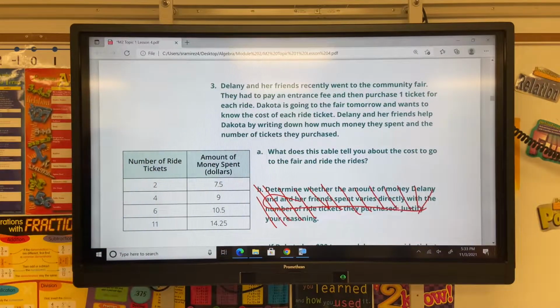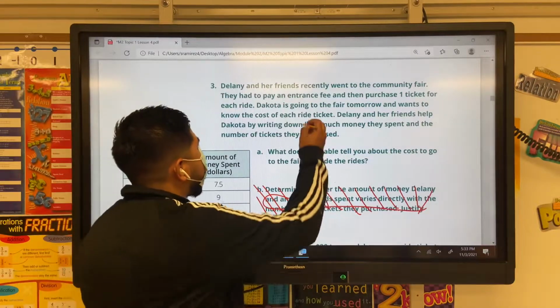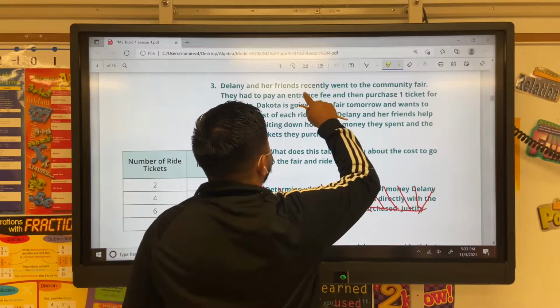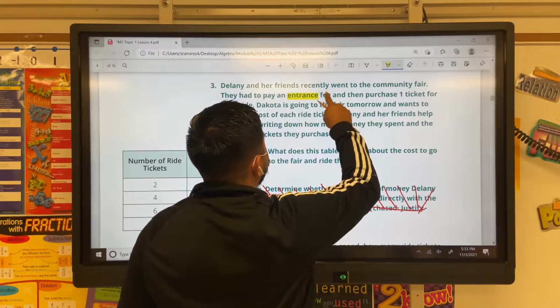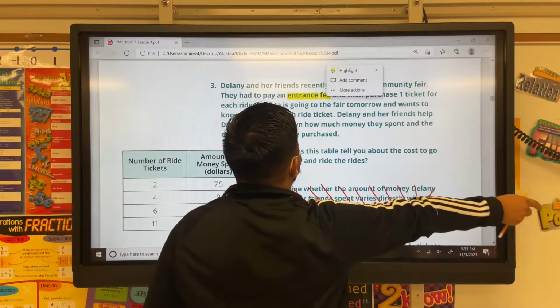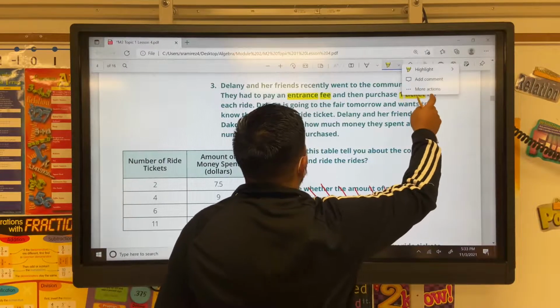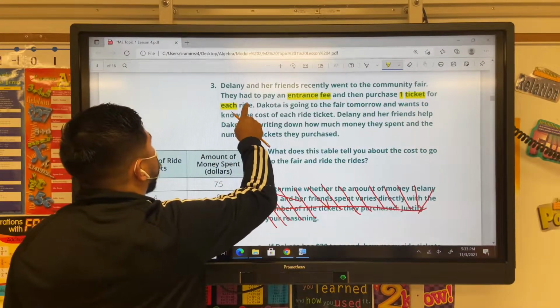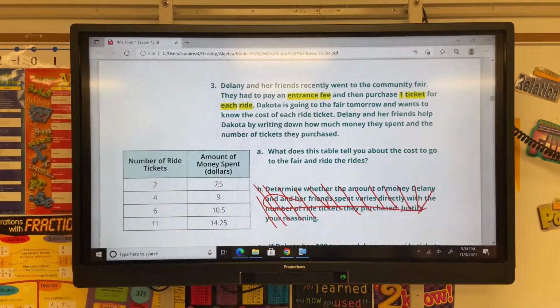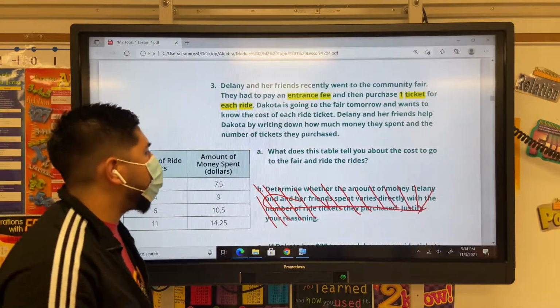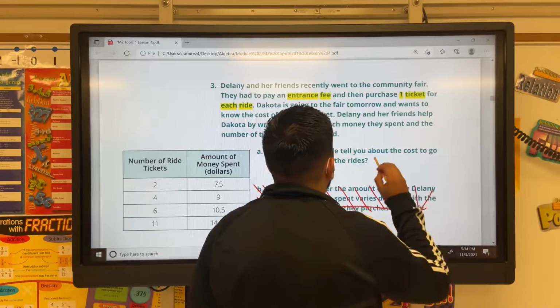Delani and her friends recently went to the community fair. They had to pay an entrance fee, and then purchased one ticket for each ride. Dakota is going to the fair tomorrow and wants to know the cost of each ride. Delani and her friends helped Dakota by writing down how much money they spent and the number of tickets they purchased. What can we find out about this table?